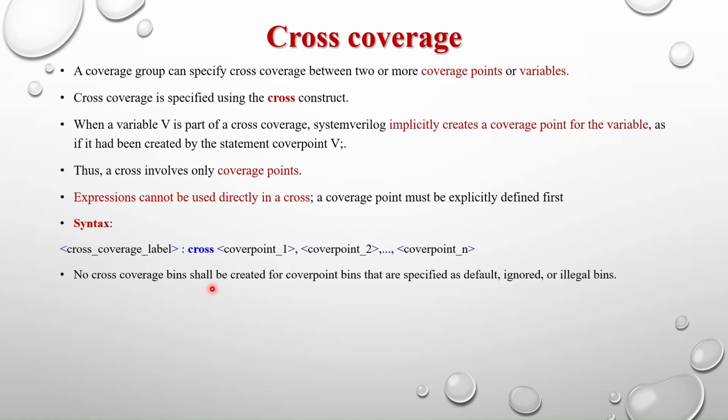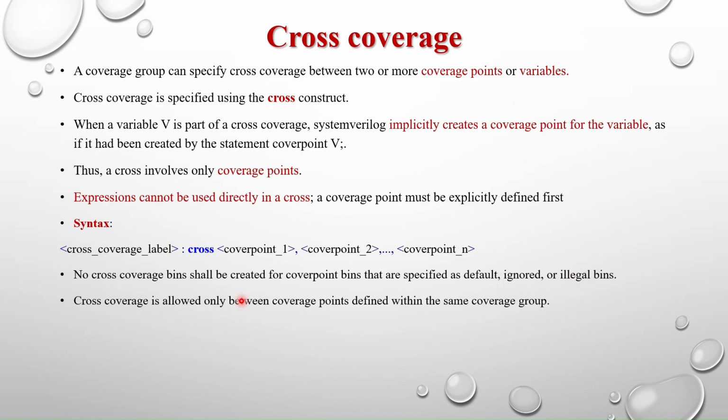No cross coverage bins shall be created for the cover point bins that are specified as default, ignore or illegal bins. So when you declare the cover point bins as ignore bins or illegal bins, you cannot perform the cross coverage between those. Okay, so no cross coverage bin shall be created for the cover point bins that are specified as default, ignore or illegal bins.